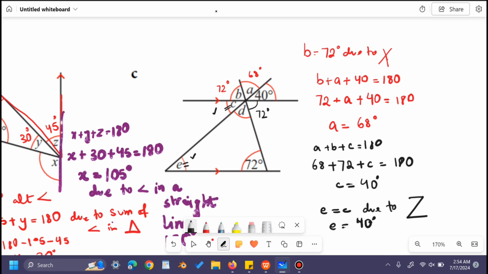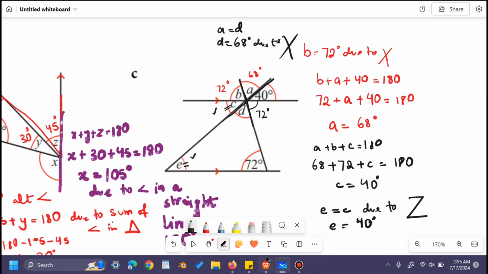We can use another, or also we can see that this is making a vertically opposite angle as well. I was going to look for the straight line, the sum of angles on a straight line first, but I just saw that a is equal to d as well. So d is, what was d? Did we find? Okay, we have to find d. So a is 68. So d is also going to be 68 due to vertically opposite angles. So these will be the answers for part c.